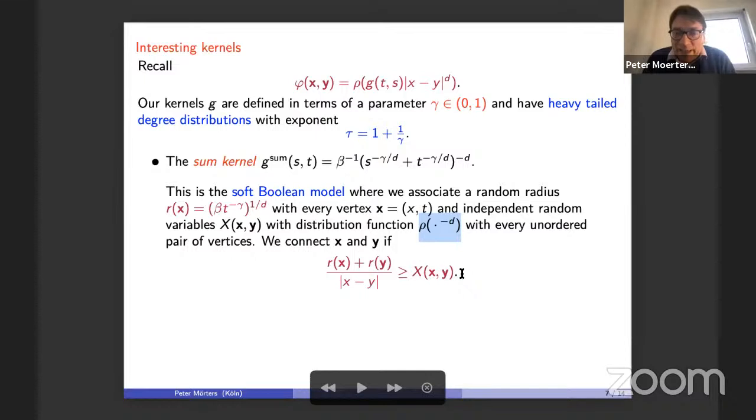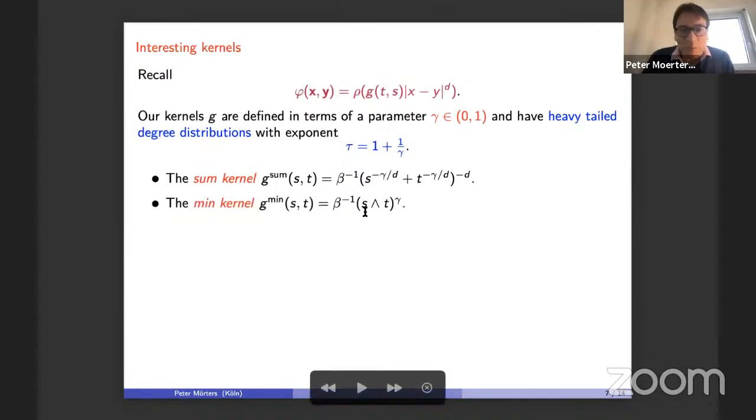So if capital X is equal to 1, this is the Poisson Boolean model, and this is a generalization, this soft model where we have this threshold as another random variable that we sample independently for each pair of Poisson points, and that allows us to have these extra long edges that can arise without the radii being actually big, namely if this capital X is small. Okay, so this is the sum kernel.